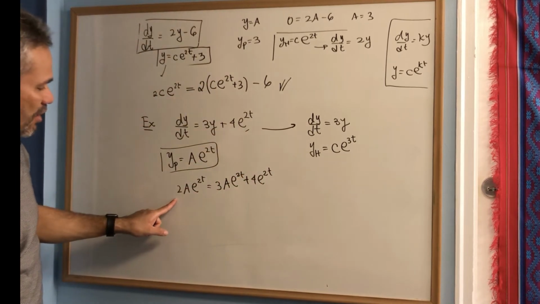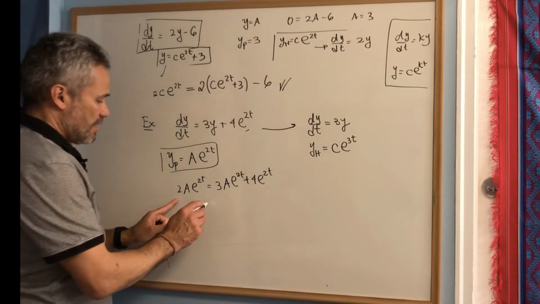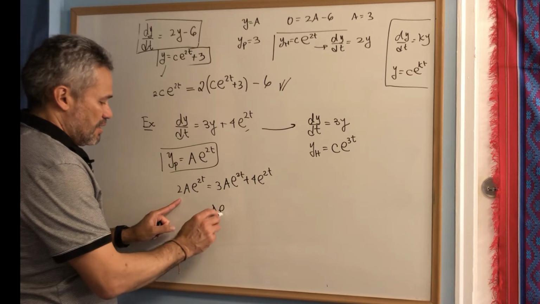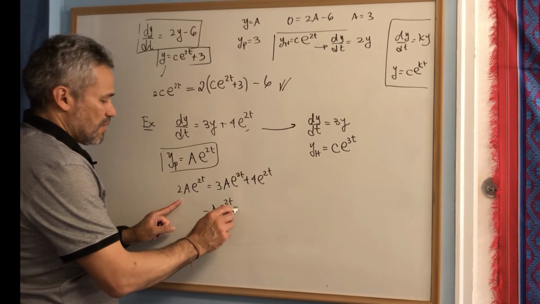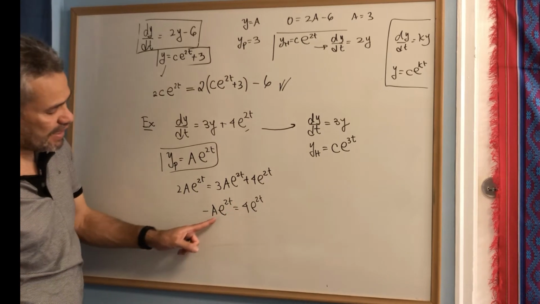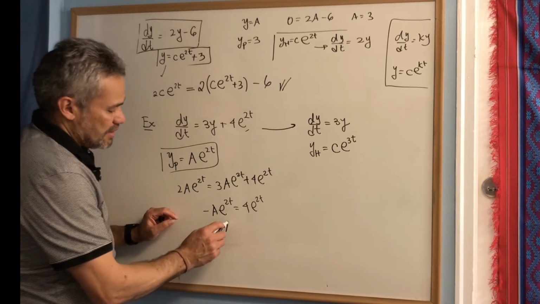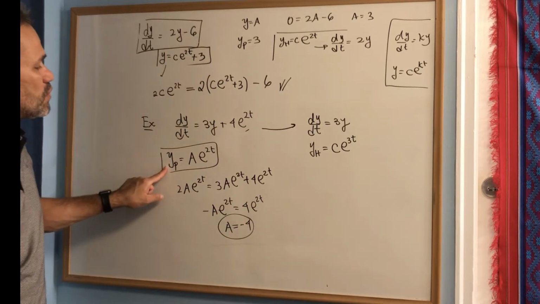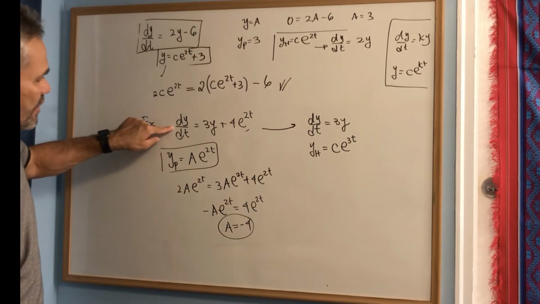And then how can I solve for a? Here I have that negative a e to the 2t must be equal to 4 e to the 2t. And I find an a that makes this true. I say, okay, if I make a equal negative 4, then this is a solution of the original equation.